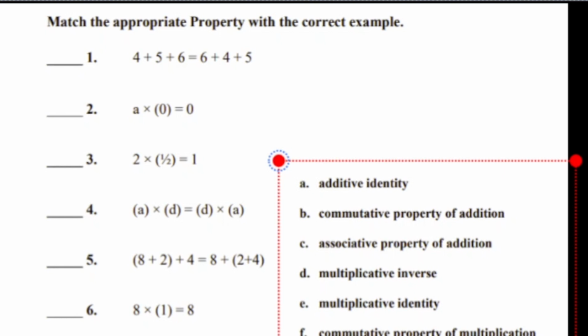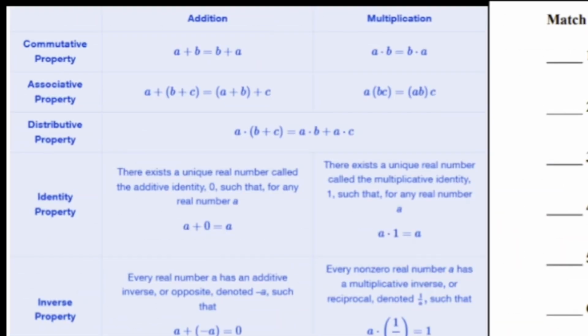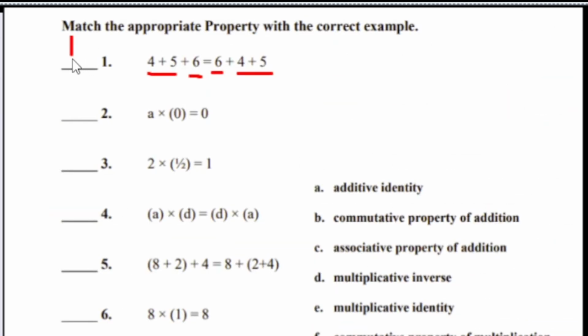So number one, we have 4 plus 5 plus 6, and that is equal to 6 plus 4 plus 5. We can see that the numbers are in different orders. So over here we can see that we have 4 plus 5 over here, and the 6 is right there. But here 4 plus 5 is right here, and 6 has been moved forward. So this property is known as the commutative property, which states that numbers can be added in any order without affecting the sum. So this should be B.